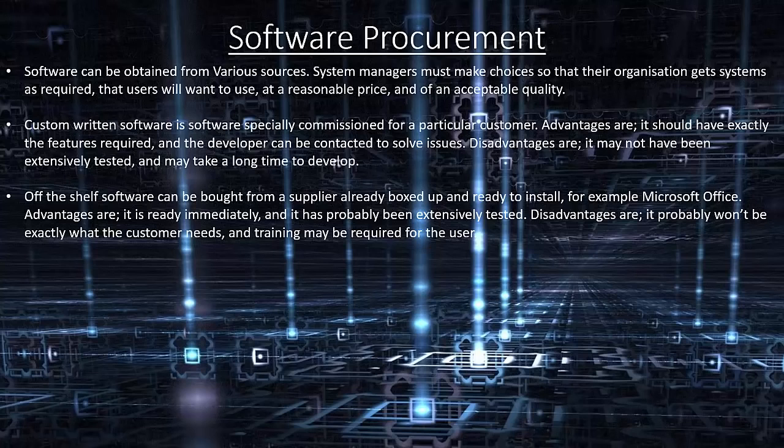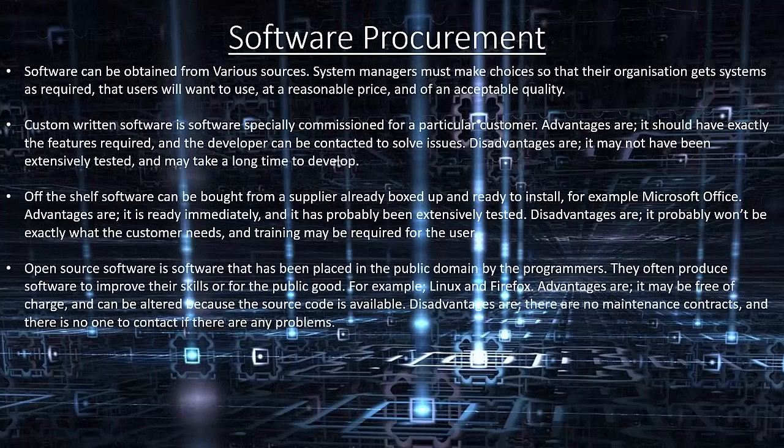Off-the-shelf software can be bought from a supplier already boxed up and ready to install, for example Microsoft Office. Advantages are it is ready immediately and has probably been extensively tested. Disadvantages are it probably won't be exactly what the customer needs, and training may be required for the user.